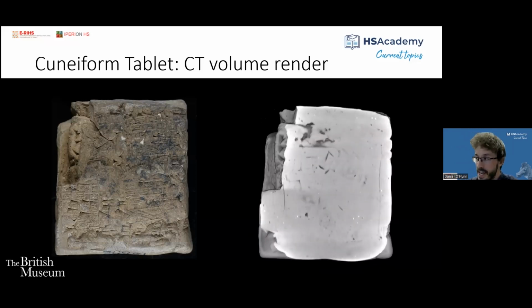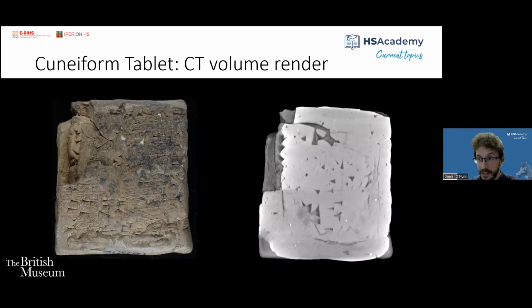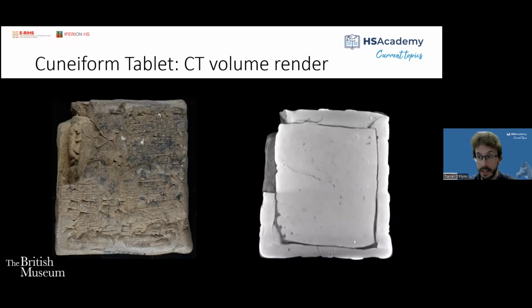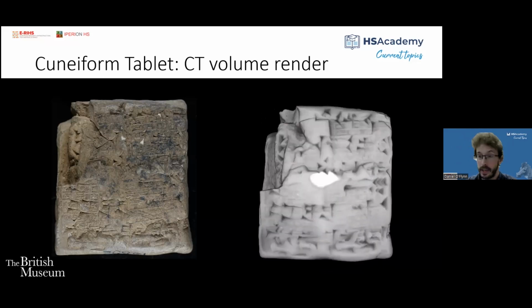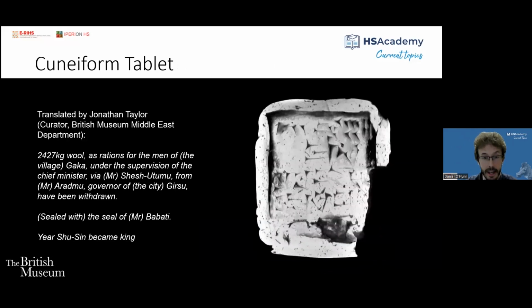And what you can see here, these triangles that you can see inside, this is the writing on the inside of the tablet, which has not been seen in 4,000 years since the tablet was sealed in an envelope. So we can then take that data and we can process it, and then we end up with something that looks like this. And I took this to our curator in the Middle East department, Jonathan Taylor, who is one of the few people who can read cuneiform, and he provided the translation, which is on the left-hand side here.